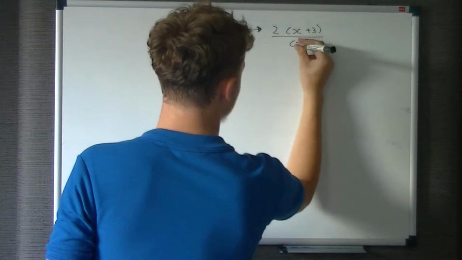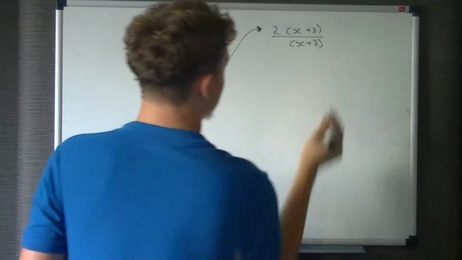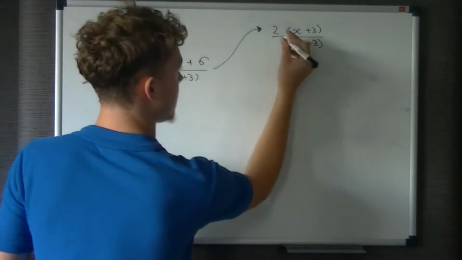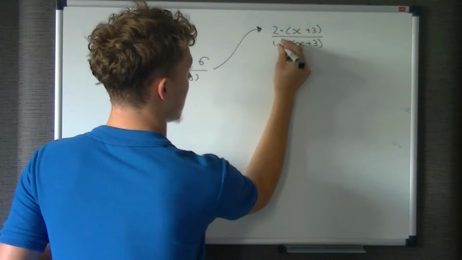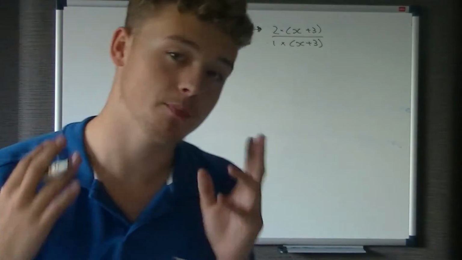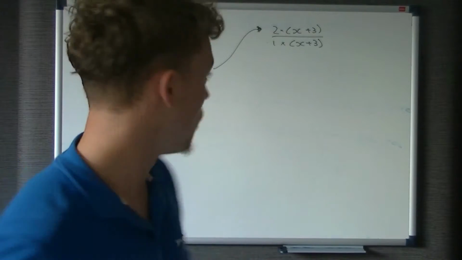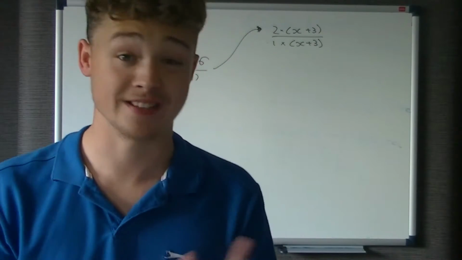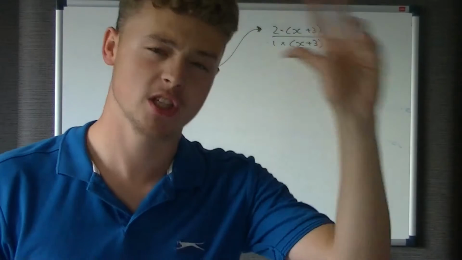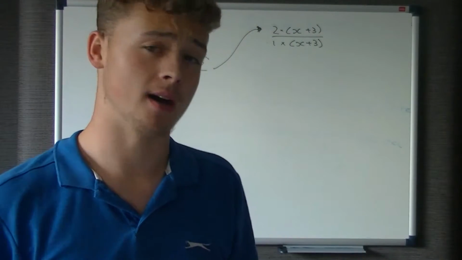And then that's x plus 3 on the bottom there. Now what I could write here is, because it's 2 times x plus 3 and 1 times x plus 3. Now the reason I'm doing that is you won't necessarily do that in an exam. But basically we've both given them a common factor of x plus 3. And the top one is 2 times that and the bottom one is 1 times that.